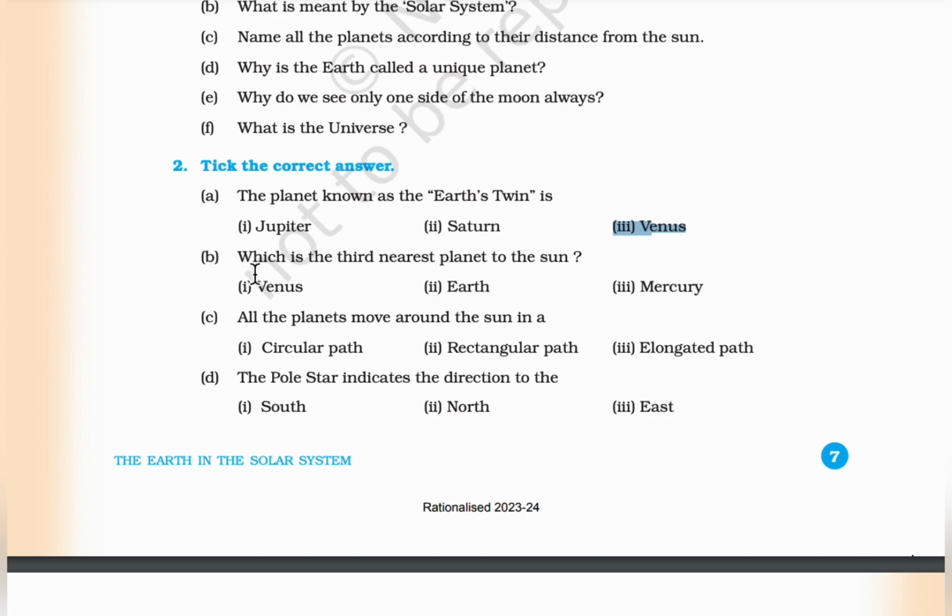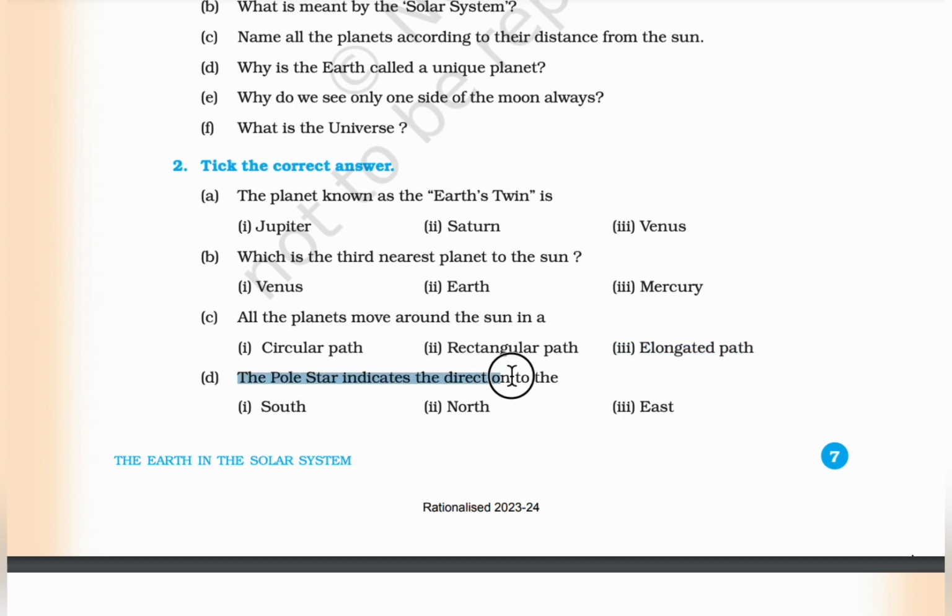Next is, which is the third nearest planet to the sun? It is Earth. Mercury is the first nearest planet, Venus is the second one, and the Earth is the third one. Next question is, all the planets move around the sun in an elongated path. Okay, the third option is the correct answer.